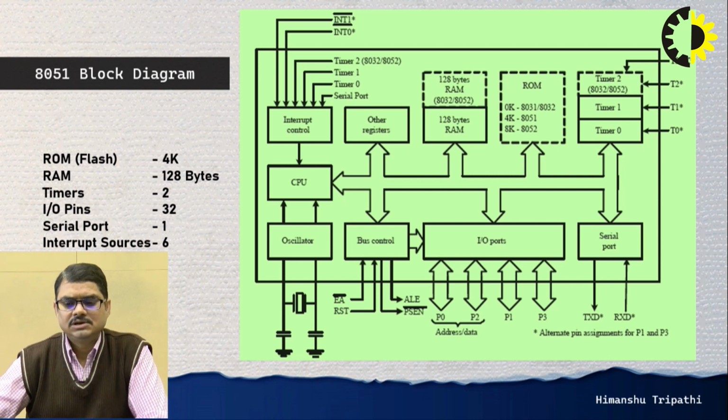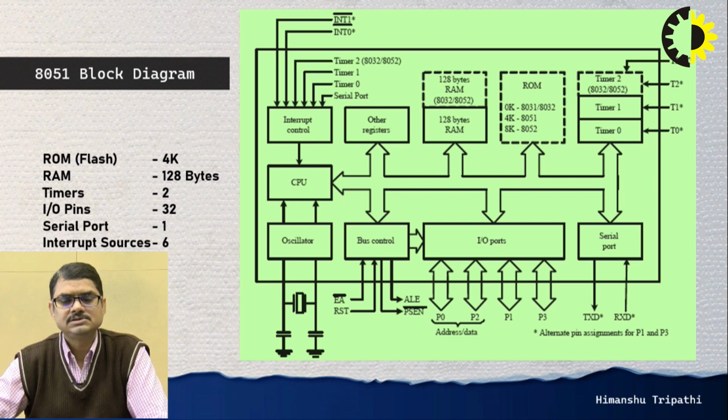Both timers or counters are 16-bit timer counters, and if we are referring to them as timers, we can say that these are 16-bit up timers, and if we are referring to them as counters, we can say that these are 16-bit up counters. In this block diagram, you can see one additional timer that is also known as timer 2.